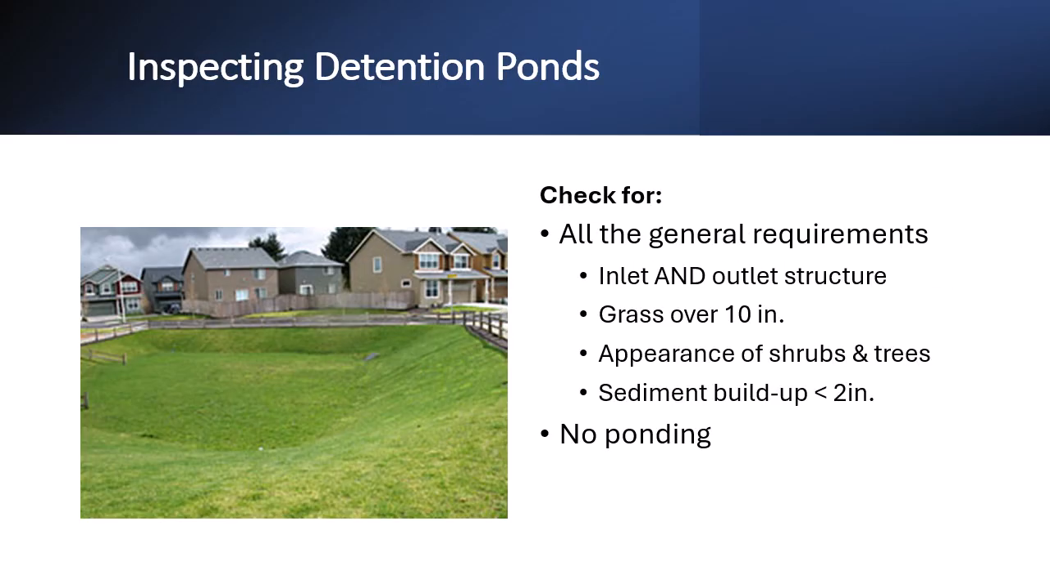When inspecting detention ponds, again check all of the general requirements we discussed before, keeping in mind that detention ponds have both an inlet and outlet structure. The inlet is usually a pipe or culvert, and the outlet is usually a dry well. As a type of dry pond, excessive plant growth that can reduce capacity includes grass over 10 inches or the appearance of shrubs or trees.